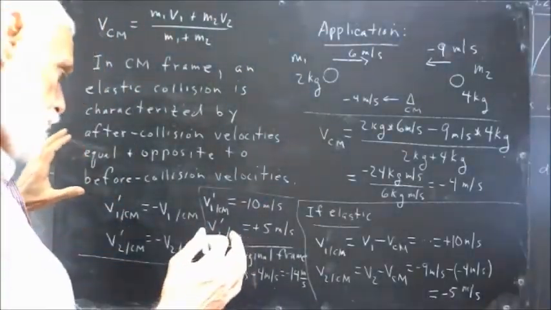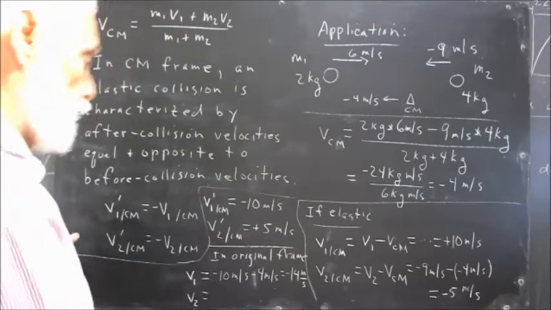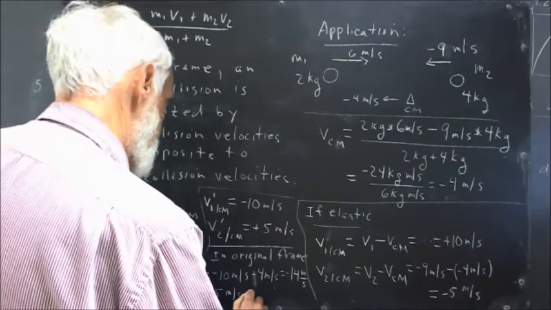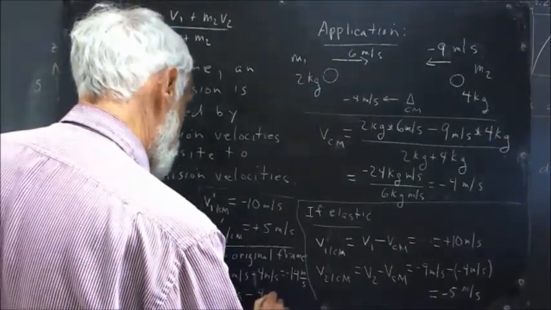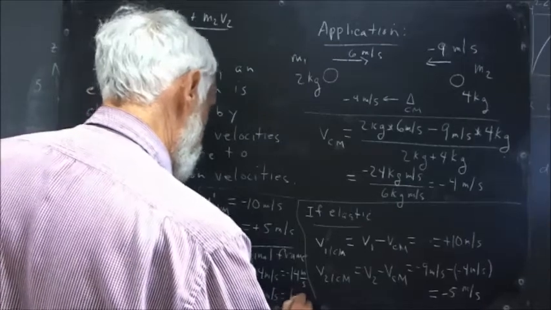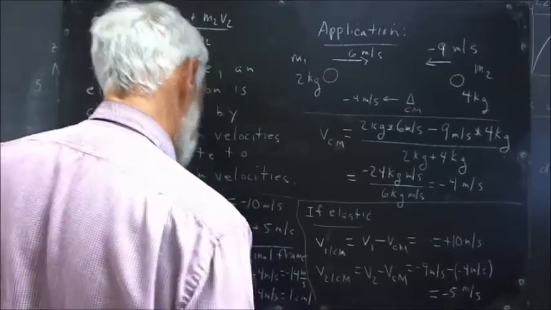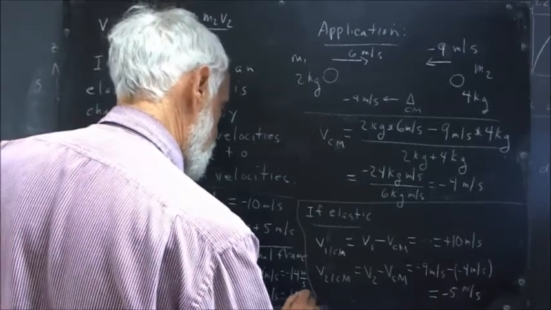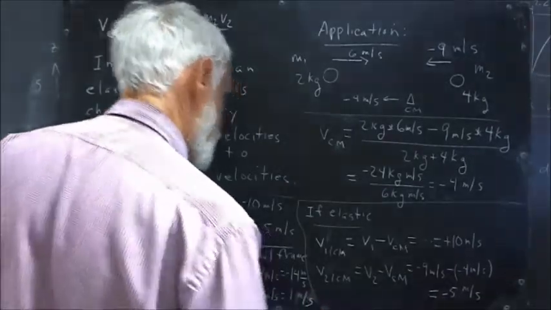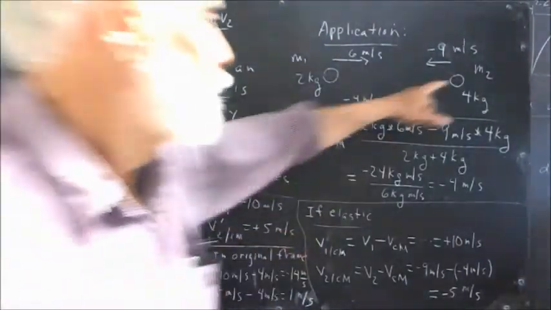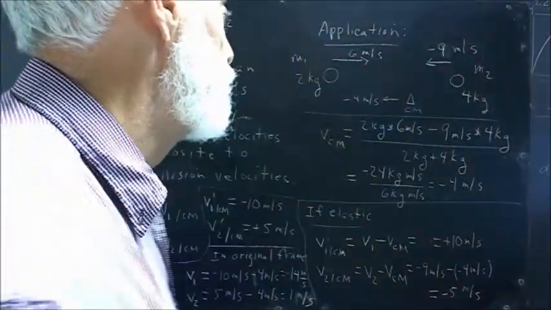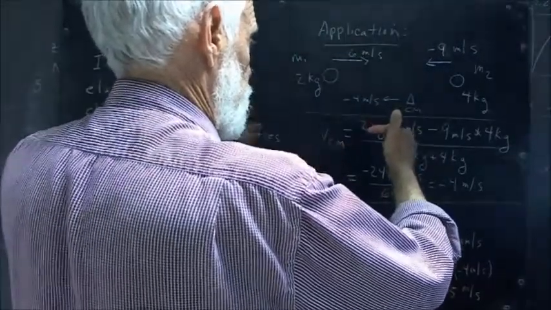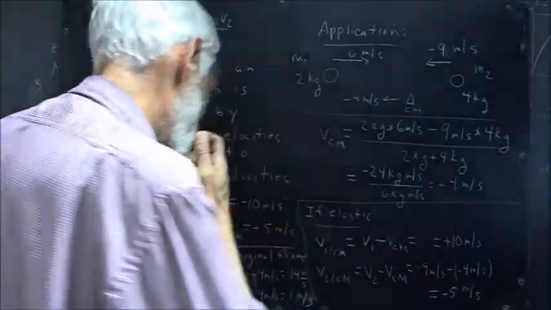And well, you're going to get V2 equals 5 meters per second minus the velocity of the center of mass, 4 meters per second, equals 1 meter per second. So this slows to 1 meter per second, moving this way at 1 meter per second. The center of mass is receding at 4 meters per second.